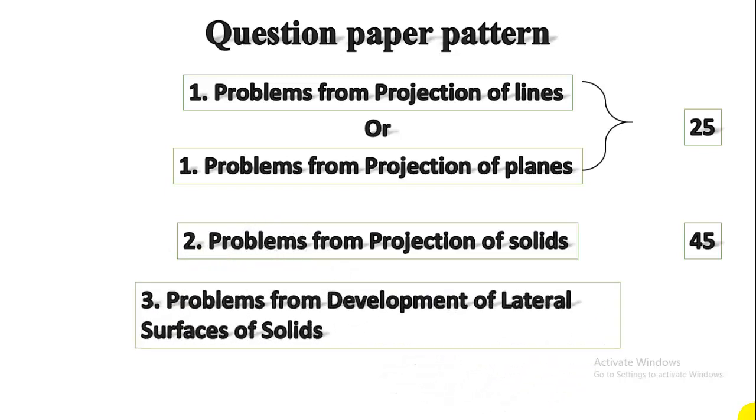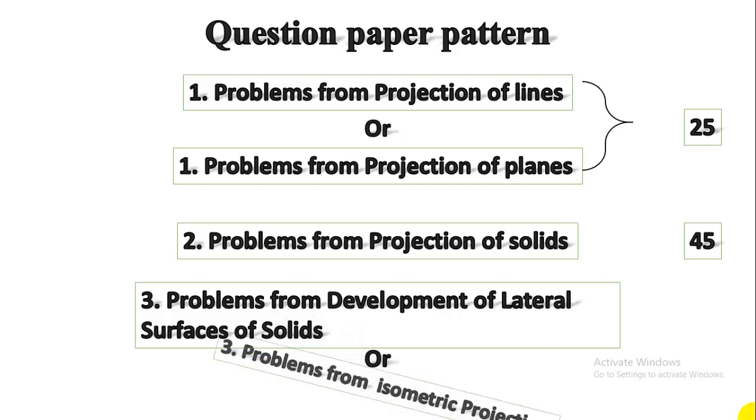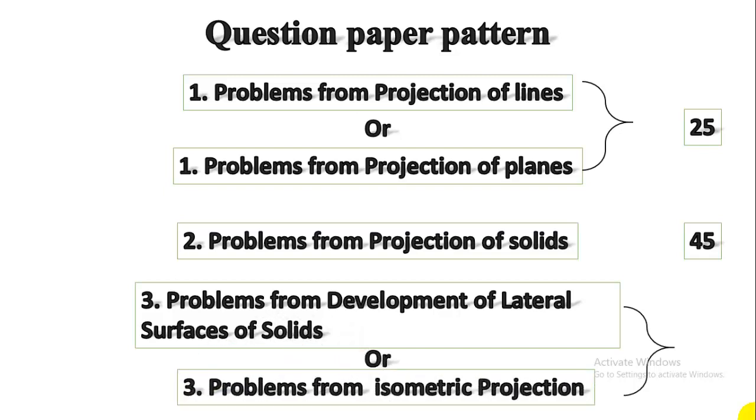Next, again we have a choice for the third question, between development of lateral surface and isometric projection. This carries 30 marks. As we discussed in the syllabus, isometric projection is easier compared to lateral surface development, so we will discuss isometric projection and we can secure the 30 marks.